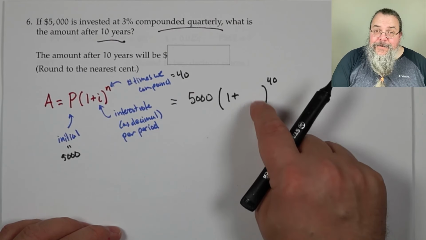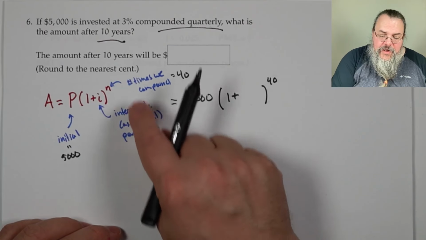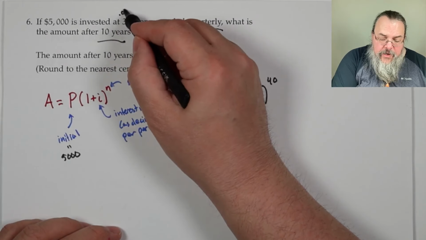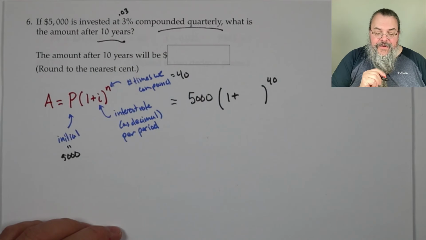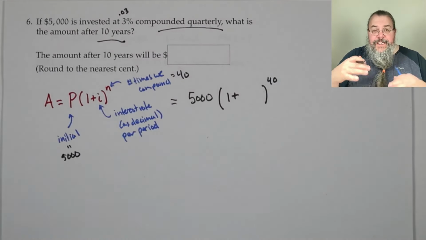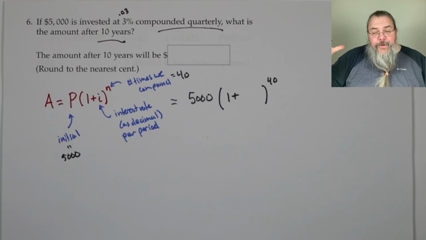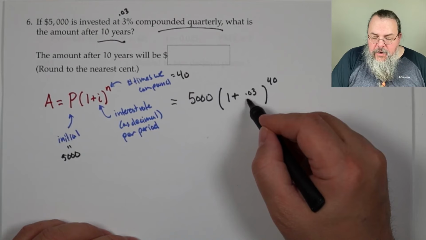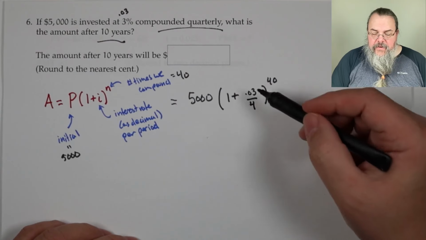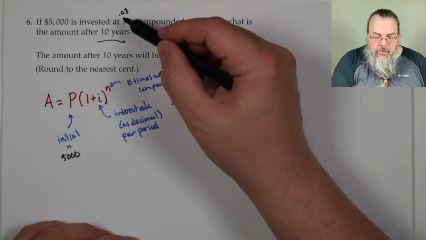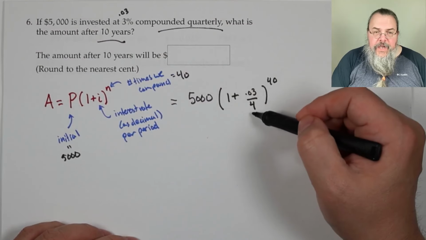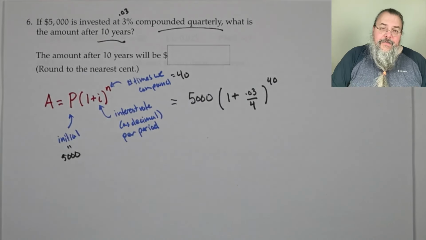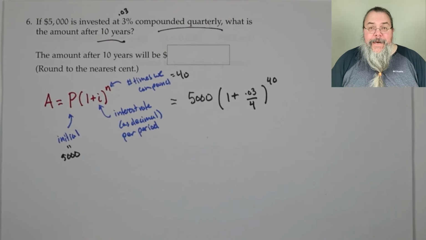Now, what's the interest rate? Well, first off, you have to put it as a decimal. So 3% as a decimal is 0.03, right? Just move the decimal place. But that's not the whole story, because 3% is what you get over the course of a year. However, we're breaking it up and doing it 4 times. So 0.03 over 4, right? This is the interest rate, that 3%, but because we're doing it quarterly, every quarter we don't get 3%. Every quarter we get 1/4 of 3%. All right, and that's the computation that we have to make.